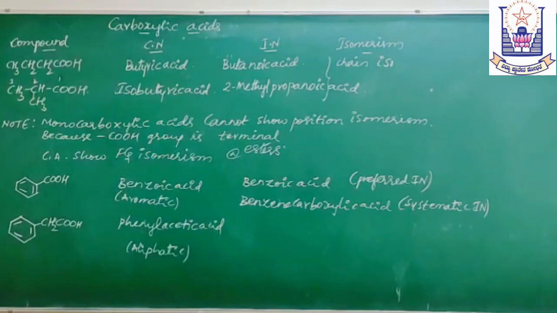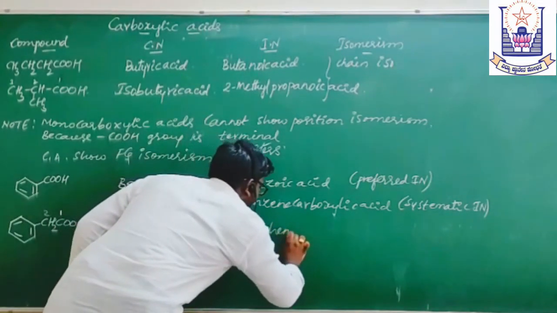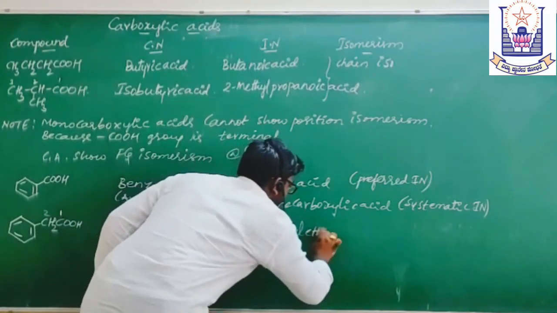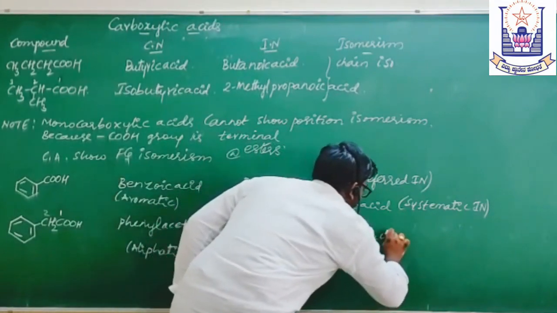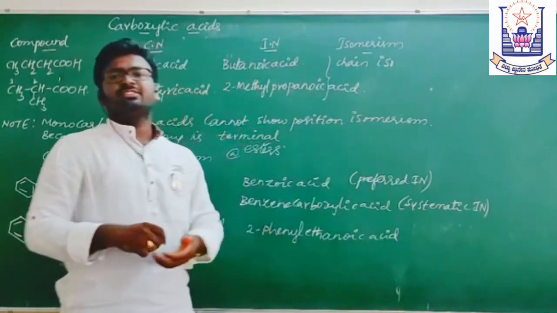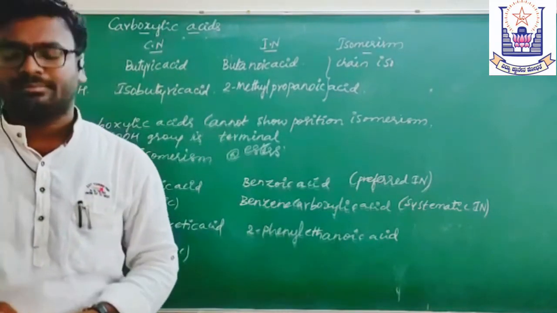Then what is the IUPAC name? The carbon having the functional group is 1, this is 2. Where is the phenyl group present? On the second carbon. Therefore, it is 2-phenyl ethanoic acid. So, like this, you have to give the names of the carboxylic acids. Okay.